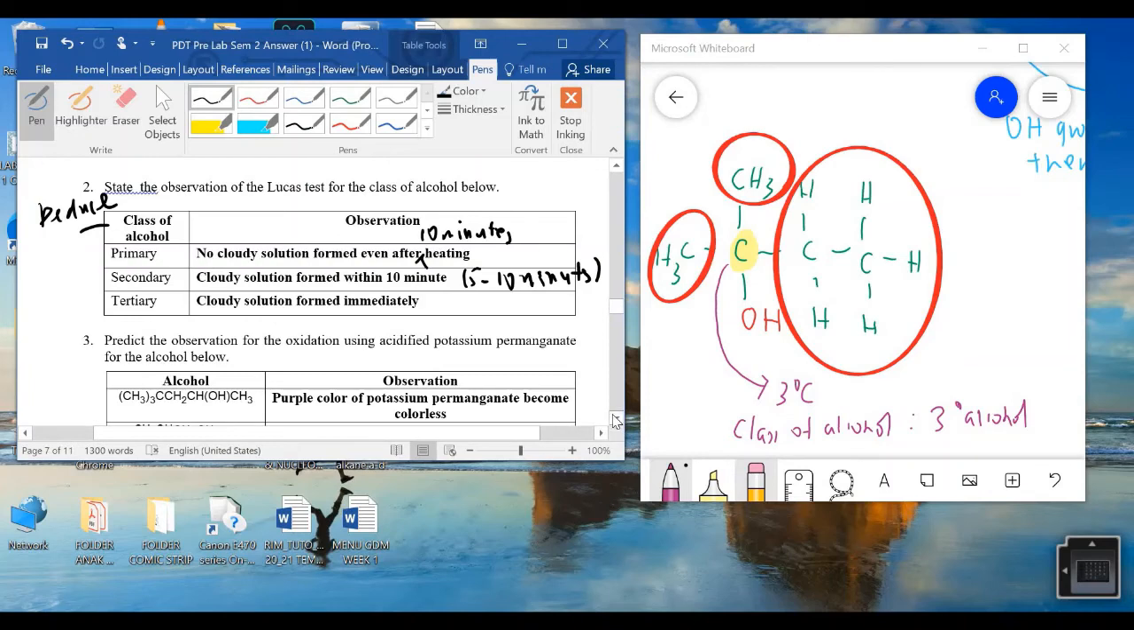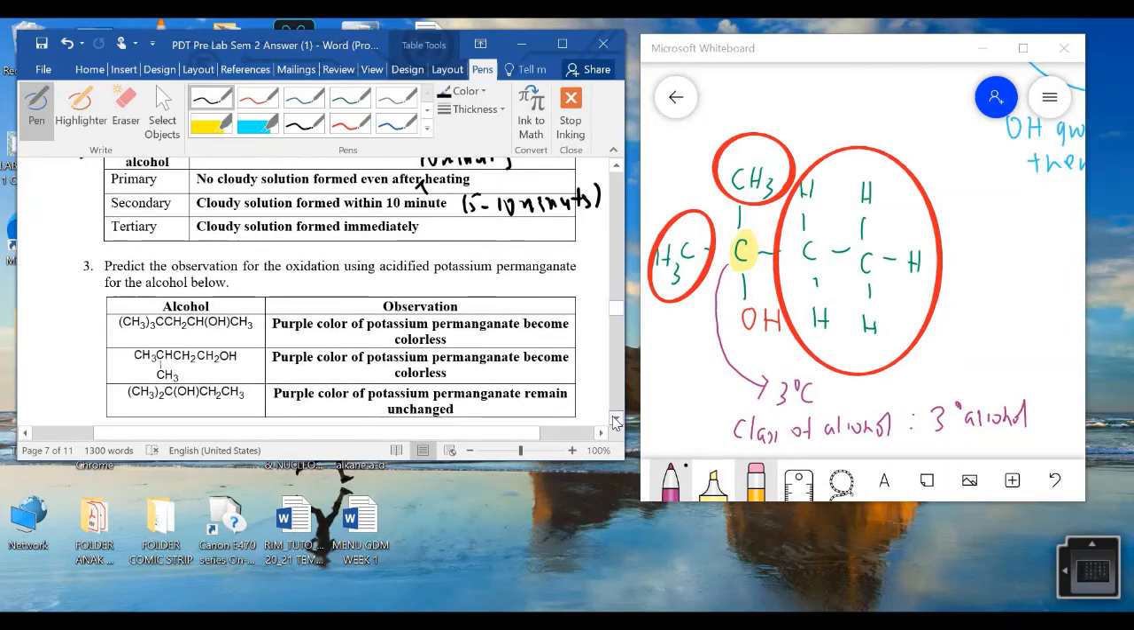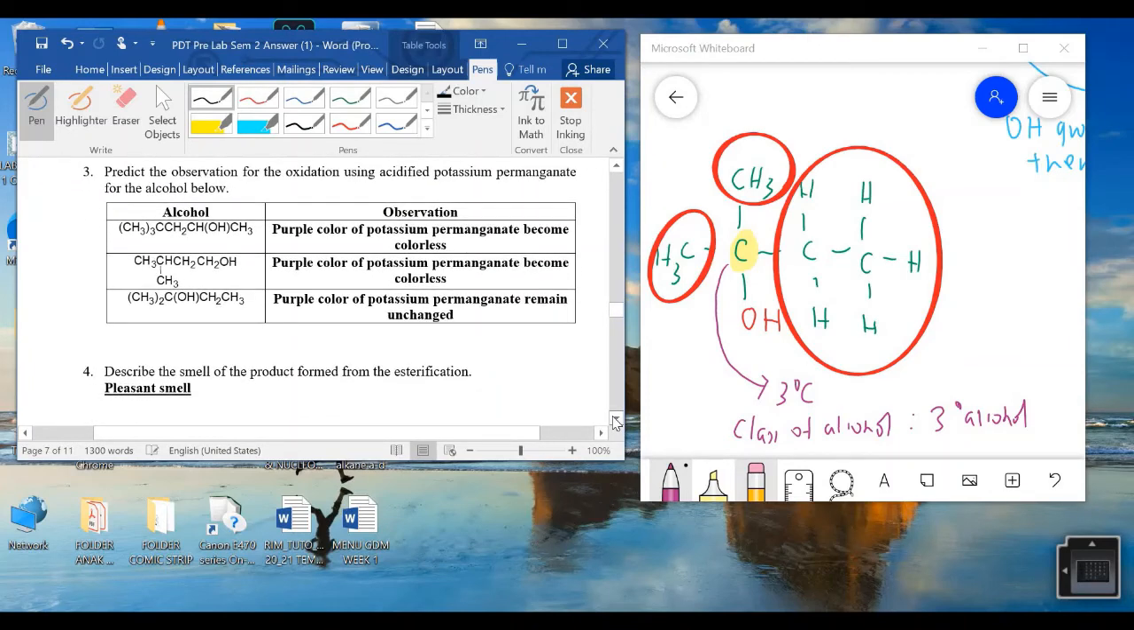So next, terusnya kita pergi yang ke bawah. Predict the observation for the oxidation using acidified KMnO4 for the alcohol below. You kena ingat, oxidizing agent yang you guna tu purple color KMnO4 saja. Tapi you perasan tak, you put some acid. Okay, so in order to make the reaction proceed, you kena gunakan acidified potassium permanganate. That's why kita put a little bit of H2SO4.